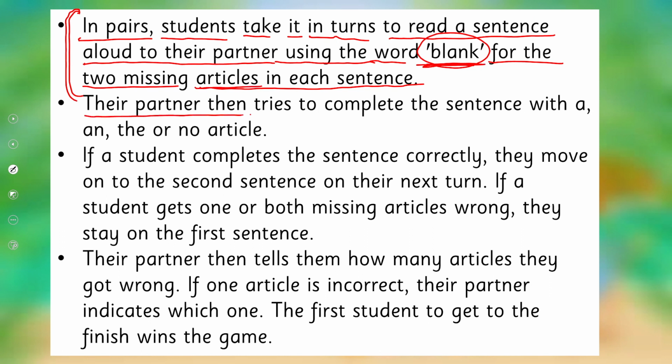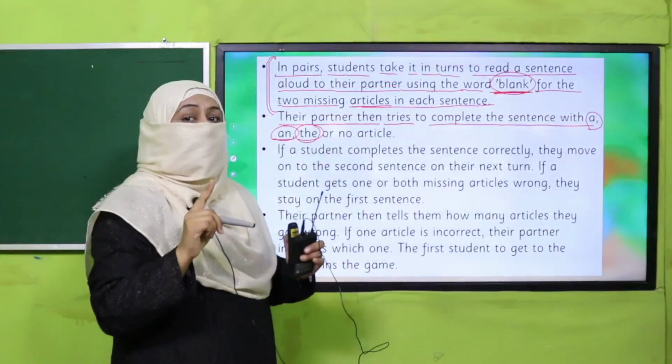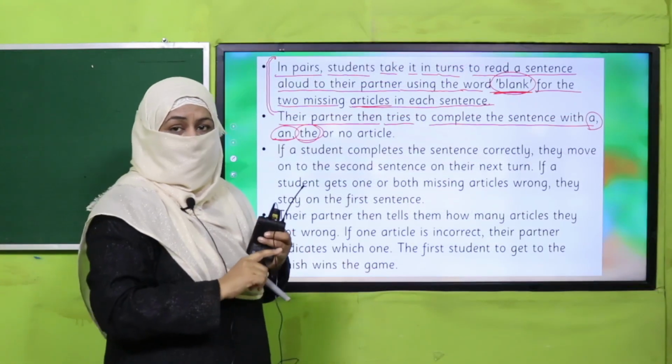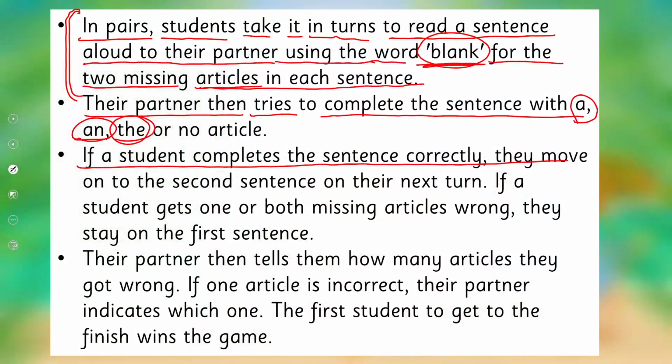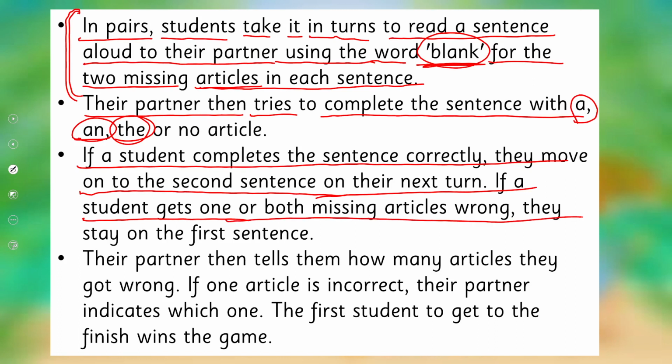The partner then tries to complete the sentence with a, an, or the. Now the one is reading and the other has to find out if it's a, an, or the. If a student completes the sentence correctly, they move on to the second sentence on their next turn. And if a student gets one or both missing articles wrong, they stay on the first sentence, right?